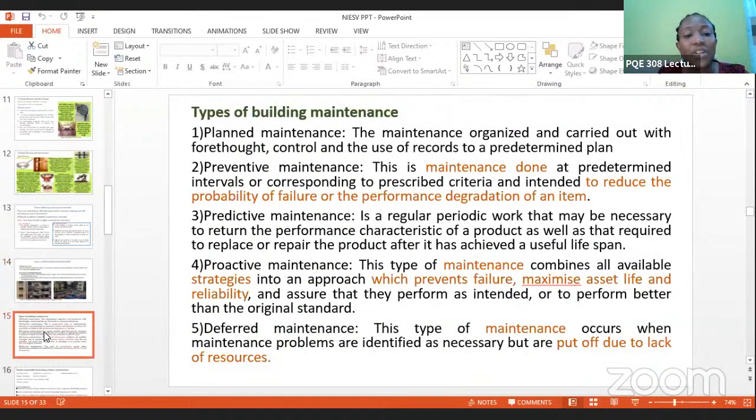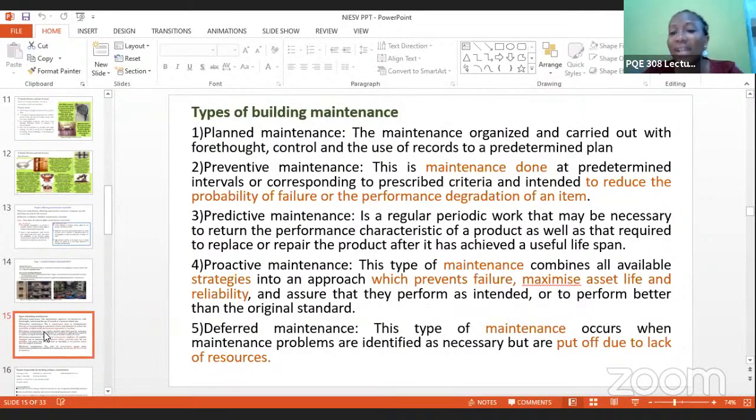Now we have different types of building maintenance. This particular aspect, I think, is very important for us to know. We have planned maintenance, just as the name implies. For example, the planned or scheduled, when the scheduled service or visit is being carried out by competent personnel or agents. So planned maintenance, you've already planned it, you scheduled it.